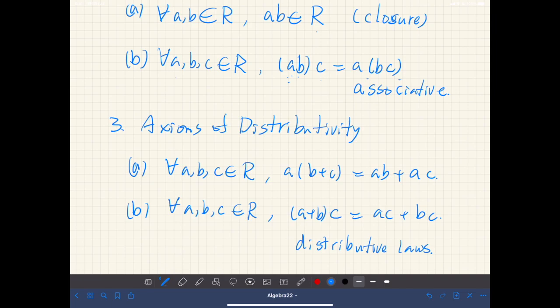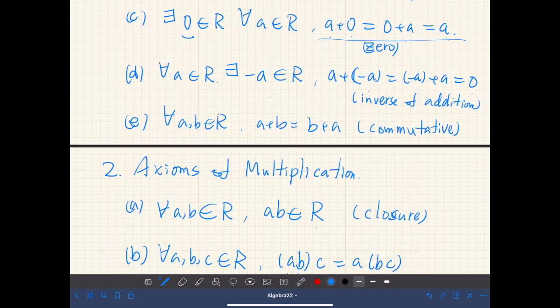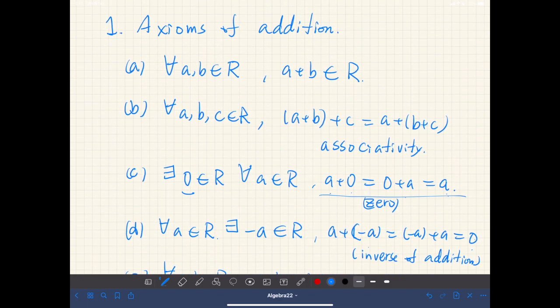So if the set R satisfies all these axioms, then we say R is a ring, all together with the operations. So R, addition and multiplication is a ring, to be more precise. Let's explain these axioms in more detail.